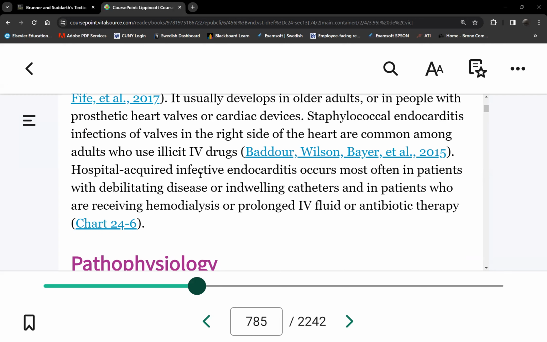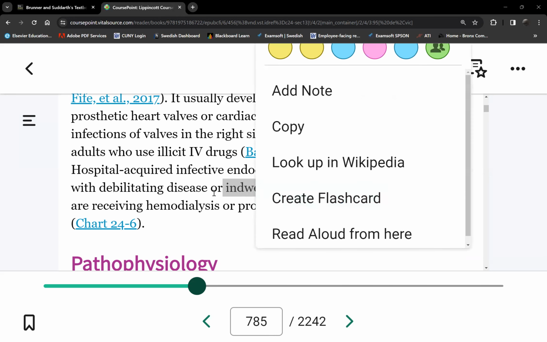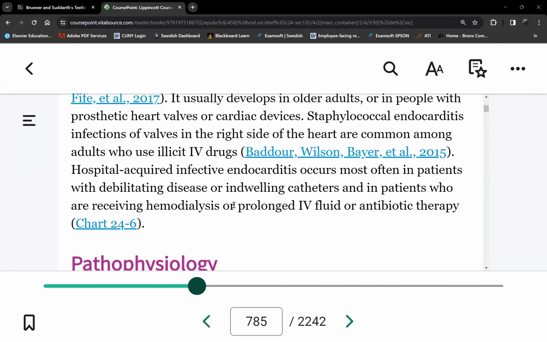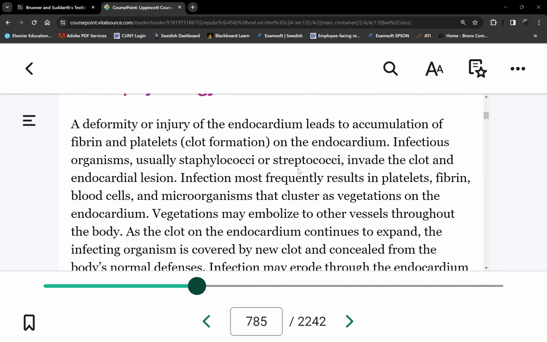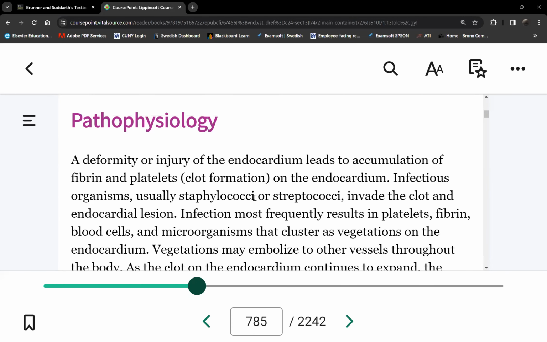No, it could be patients who have catheters, okay, PICC lines, central lines. That's a nice portal of entry, correct? Or those receiving dialysis, hemodialysis, or anyone with prolonged IV therapy. So this puts the patient at risk for intravenous entry of the organisms. Okay.